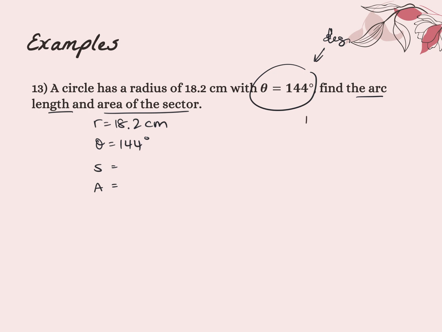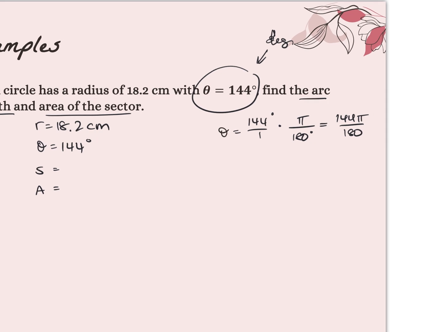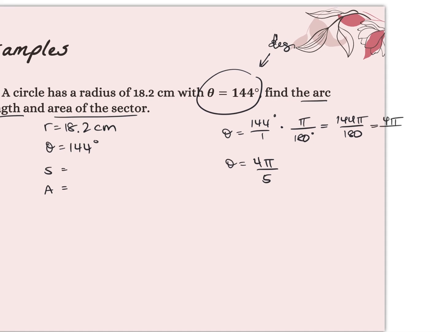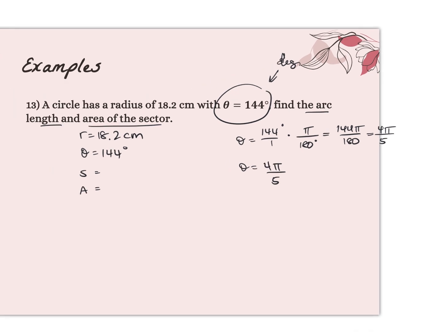I know that 144 degrees, if I want to get rid of the degree, I have to multiply it. My denominator has to be degree, and my numerator is the pi, radians. So I get 144 pi over 180. That's going to be my answer, my theta in radians. Now, I can simplify that. I know 36 goes into both of these, okay? So 36 goes into 144 4 times, and 36 goes into 180 5 times. And so that is the simplified version, okay? So 4 pi over 5. So my theta is 4 pi over 5, and now I'm ready to do my formulas.